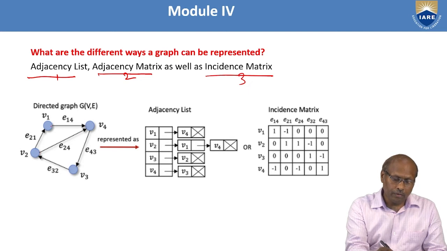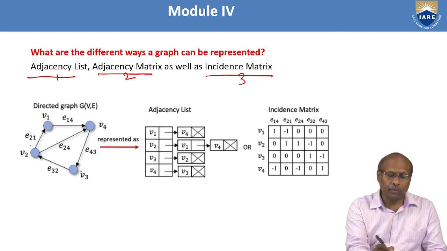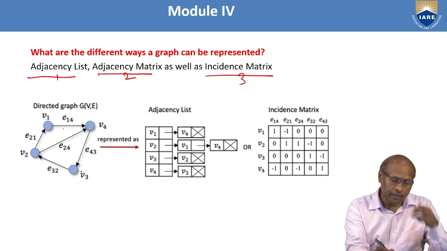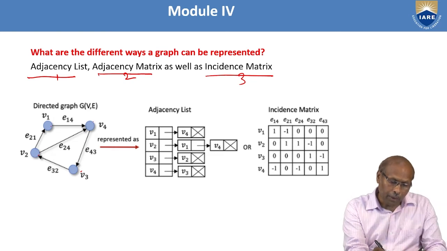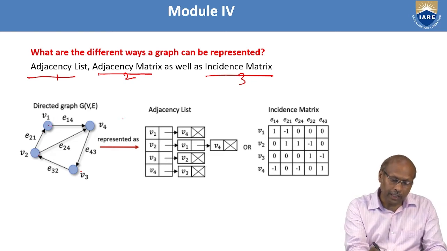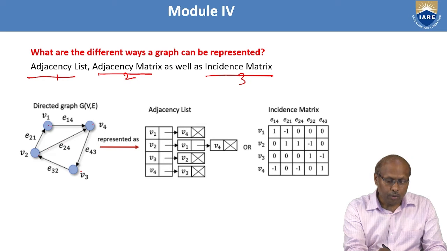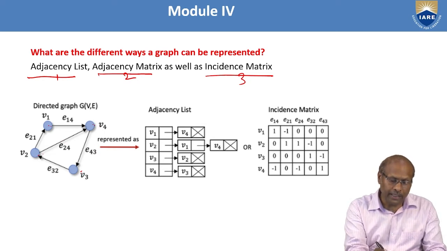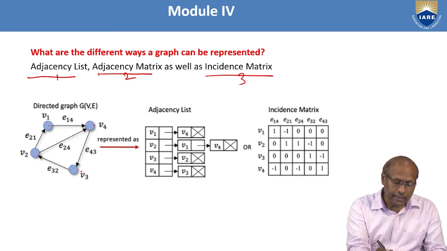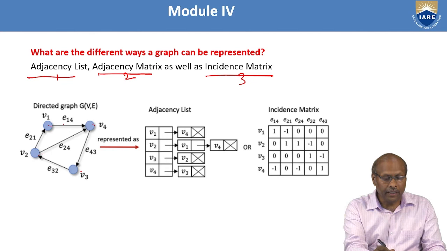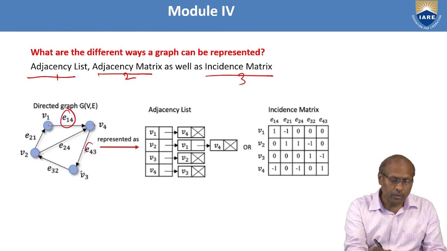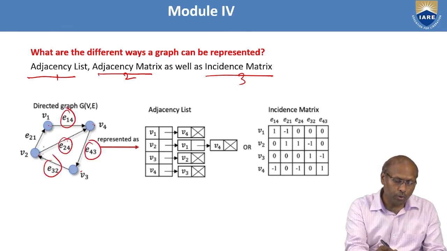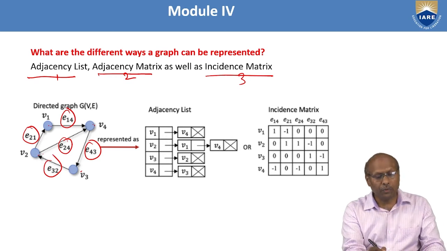See, this is a given graph. V1, V2, V3, V4. That means 4 vertices are there. And E14, that means connecting vertex 1 and 4. E24 connecting 2 and 4. E43 connecting 4 and 3. E32 connecting 3 and 2. E21 connecting 2 and 1. That means how many edges am I having? 1, 2, 3, 4, 5. 5 edges are there and 4 vertices are there.